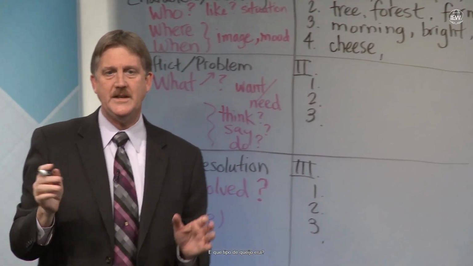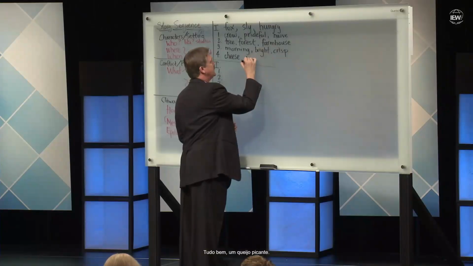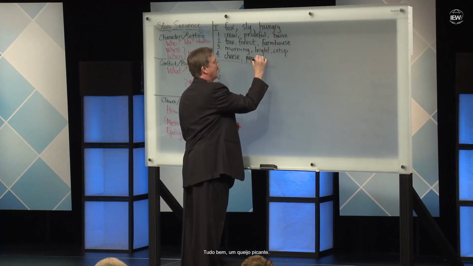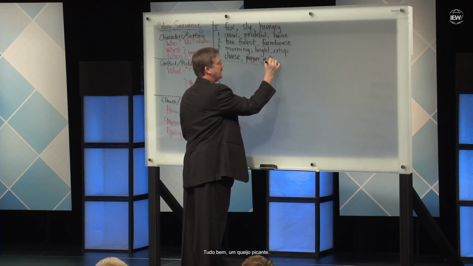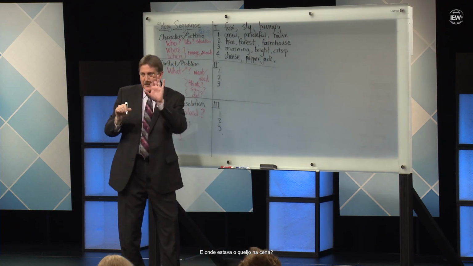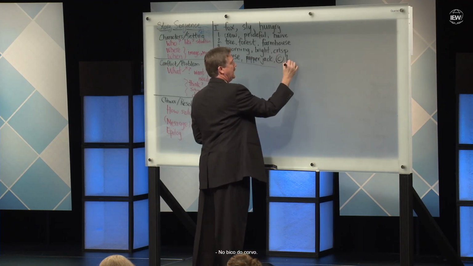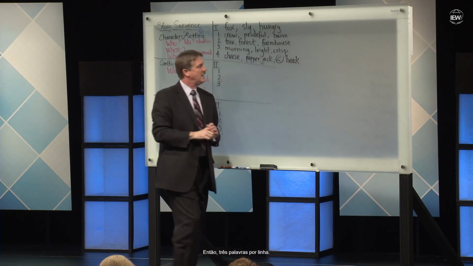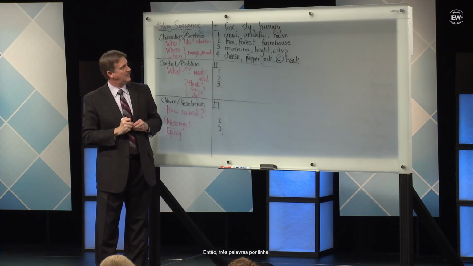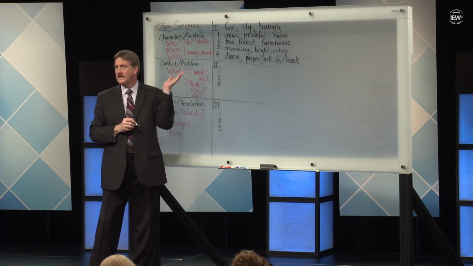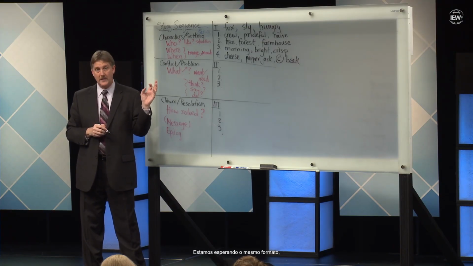Now, what kind of cheese was it? It was pepper jack. All right. Pepper jack cheese. And where was the cheese in the picture? In the crow's beak. All right. So, 3 words per line. It looks the same. We're following the same format.